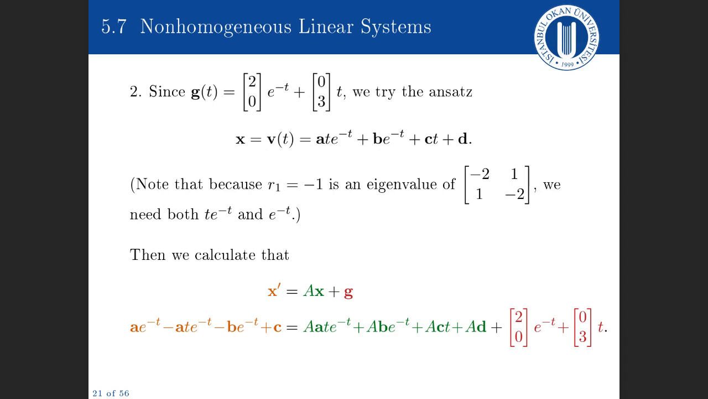Okay, so now we've tested this ansatz by putting this into the differential equation. And I've tried to use colors to show what we have. X prime, differentiate x. Product rule on the first term: differentiate the t to get a e to the power minus t, and then differentiate the e to the power minus t to get minus a t e to the power minus t. The derivative of b e to the power minus t is minus b e to the power minus t. The derivative of c t is just c, and the derivative of d is 0. That's equal to Ax, so just take x and multiply on the left by capital A, and then plus g, which I've written in red.